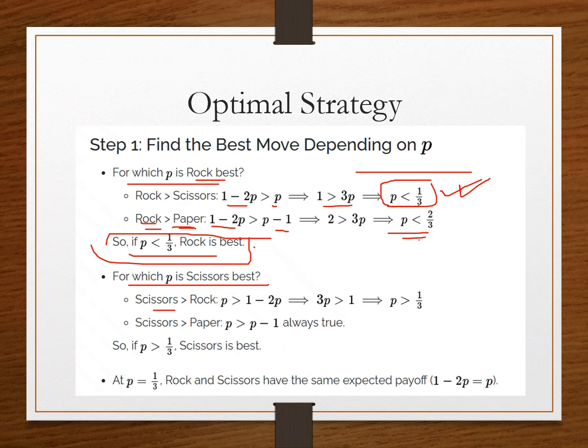For which p is scissors the best? We say the payoff for playing scissors is greater than the payoff for playing rock. This gives us p greater than 1 minus 2p, and this gives us p greater than 1/3. Similarly, we write the equation for scissors greater than paper. So p greater than p minus 1, which is always true. So for p greater than 1/3, scissors is the best. For p equal to 1/3, rock and scissors have the same expected payoff.